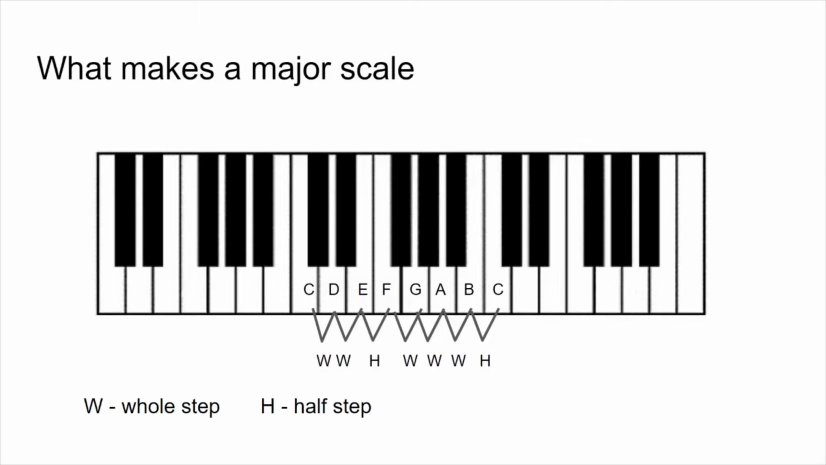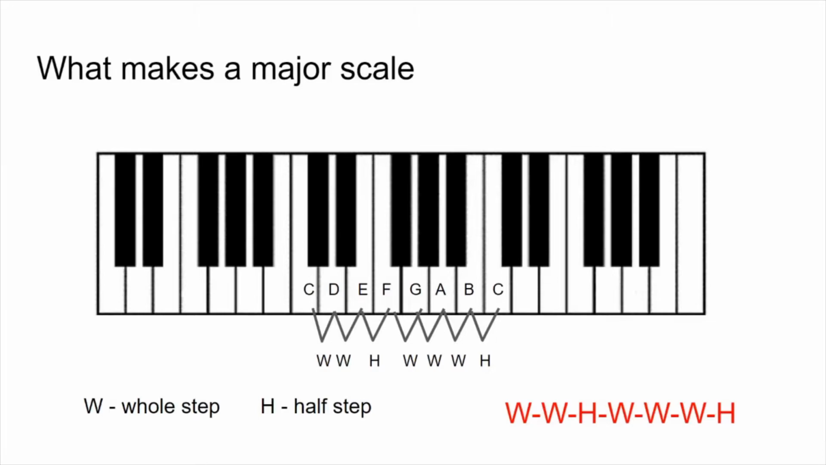So when there happens to be a note in between an interval, such as C and D, we call that a whole step. When there isn't a black note in between, we call that a half step. So C to D would be a whole step, and E to F would be a half step. If you take a look at this pattern of whole and half steps, you get the formula whole, whole, half, whole, whole, whole, half. So all major scales will have this pattern of whole and half steps.